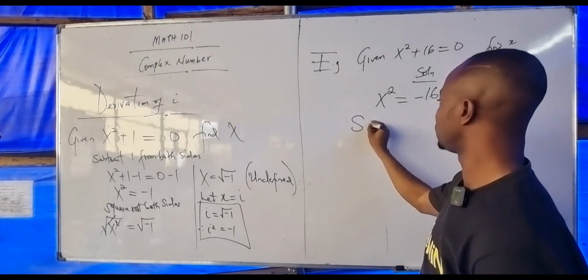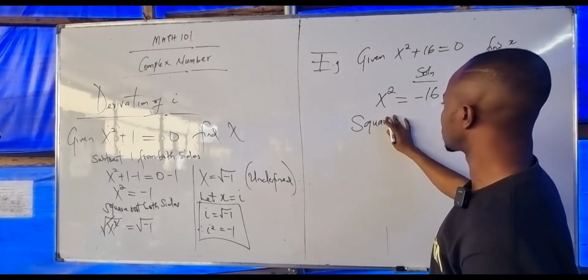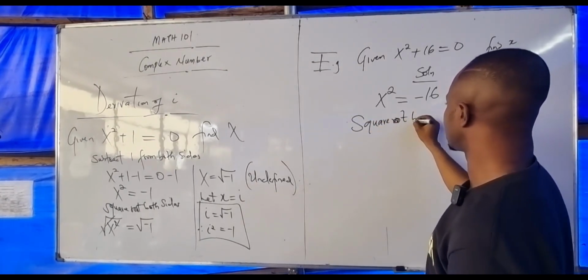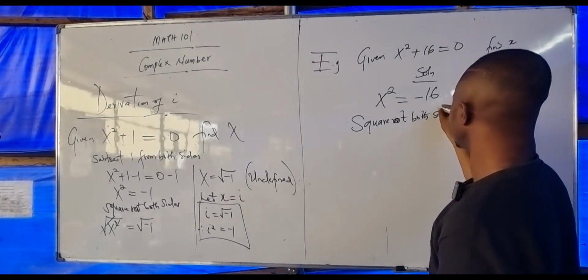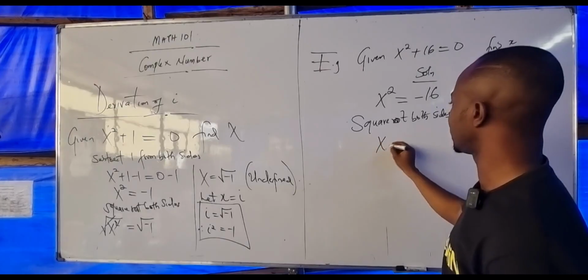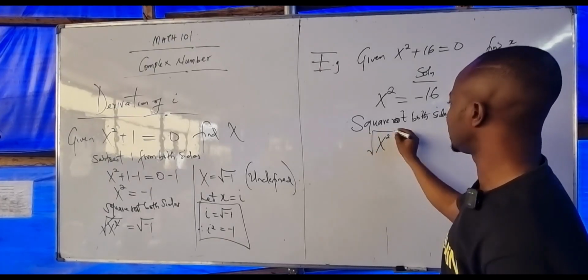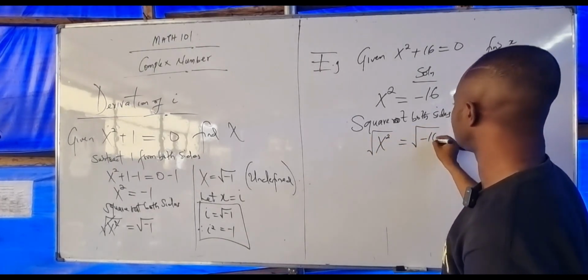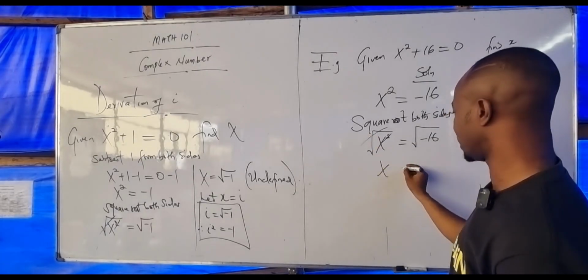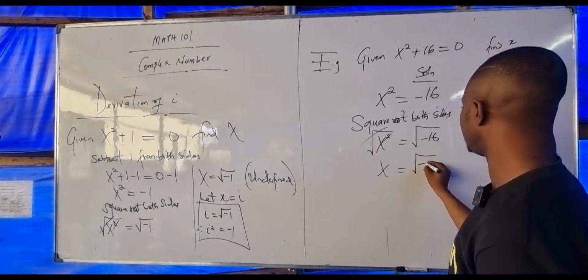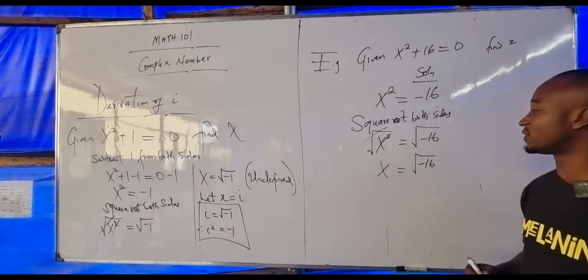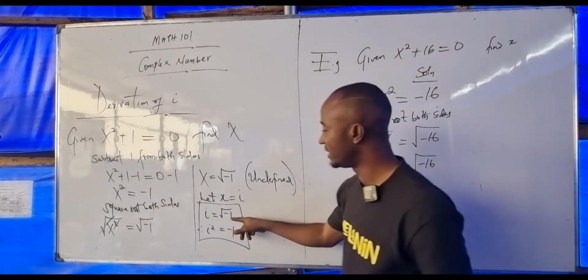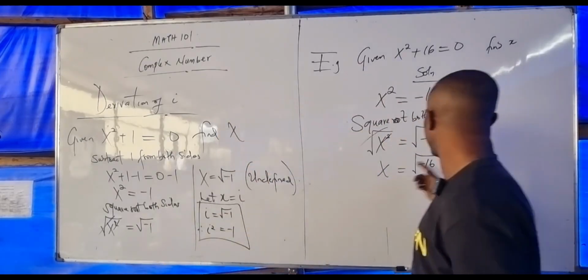So what is next? We square root both sides, right? And that will give us x, square root of x squared equals square root of minus 16. This can go with this. So x becomes root of minus 16. Now, because I've already defined the root of a negative number, I can also define this.